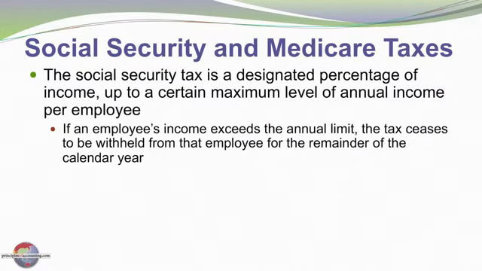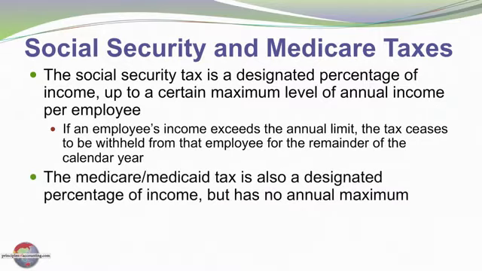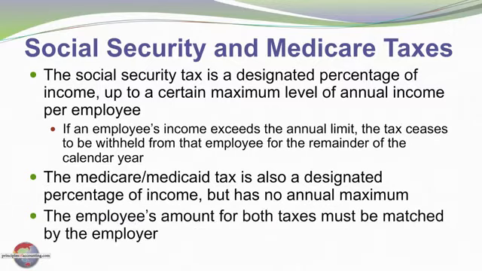If an employee's income exceeds the annual limit, the tax ceases to be withheld for that year. It'll start up again in the next calendar year. Medicare and Medicaid is subject to a lower percentage tax rate, but it has no annual maximum income limit. It continues up to the full amount earned by the employee. For the employee's amount of these taxes withheld, the employer has to pay an equal amount to match that. So the full cost of the employee is much higher than simply the gross pay.